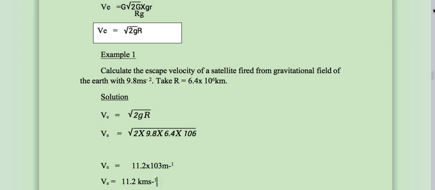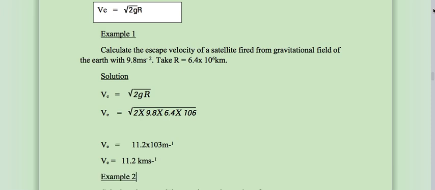Substituting the values, we have the square root of 2 times 9.8 times 6.4 times 10 raised to the power 6. By the time we use our calculator, we find the value to be 11.2 times 10 raised to the power 3 meters per second. However, when we hear of kilo, that is 10 raised to the power 3. Therefore, our final answer is 11.2 kilometers per second. The kilo value is 10 raised to the power 3.